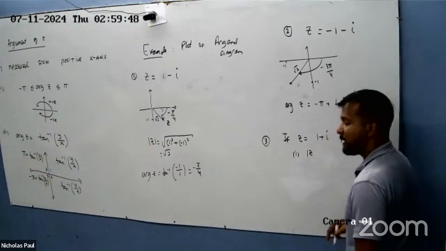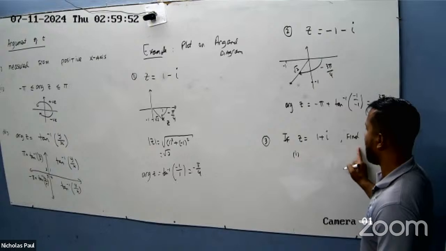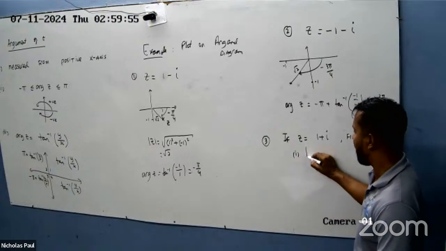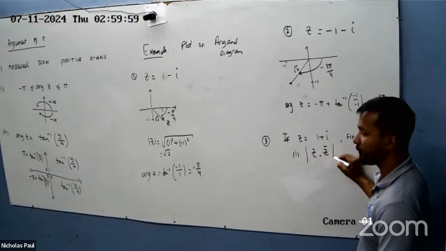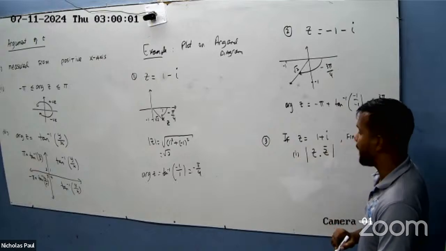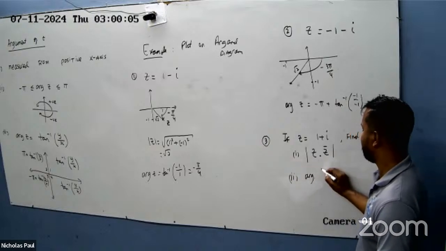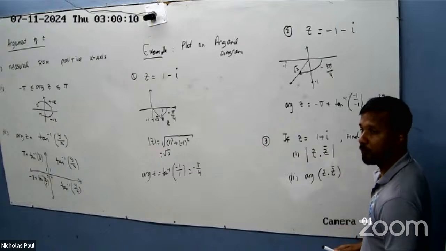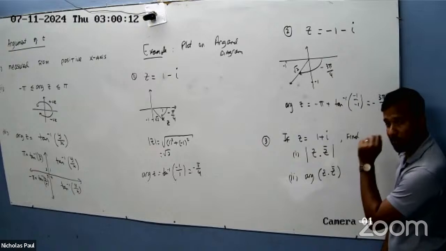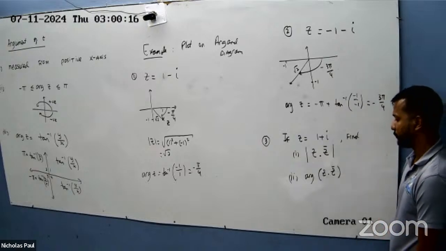Here's what you're doing coming out. If z is 1 plus i, I want you to find the modulus of z multiplied by z hat. Tell me what you get. And then I want you to find the argument of z by z hat. What is z hat again? Try that and let's see what you end up with.